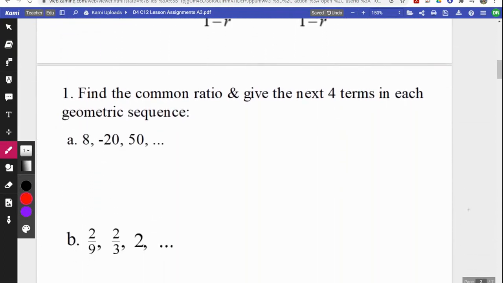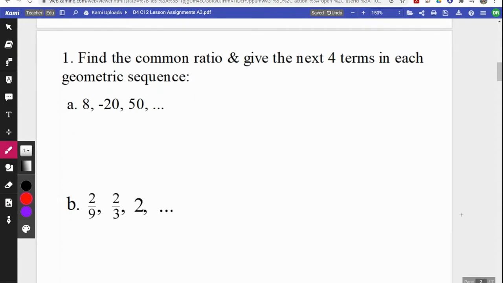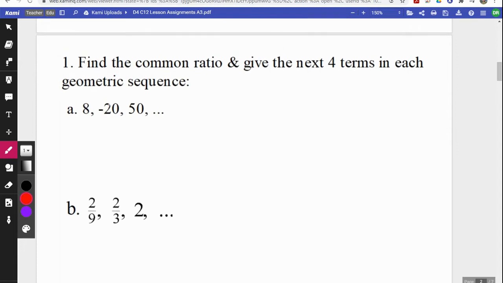Okay, so here's a couple good examples that are different in how we look at this. We could see that 8 turns into negative 20, negative 20 turns into 50. And we could tell right away it's not arithmetic. From 8 to negative 20 we'd be subtracting 28, but then negative 20 to 50, suddenly we're adding. So we know right now it's not arithmetic.